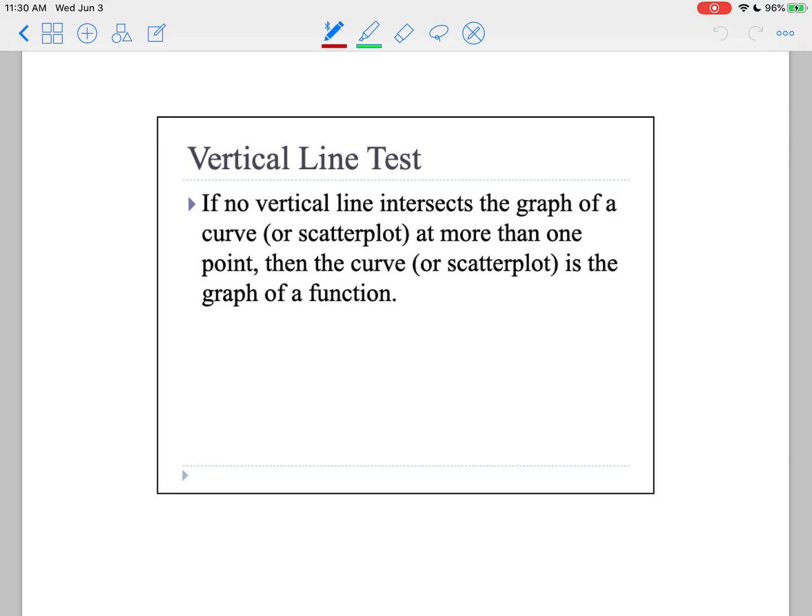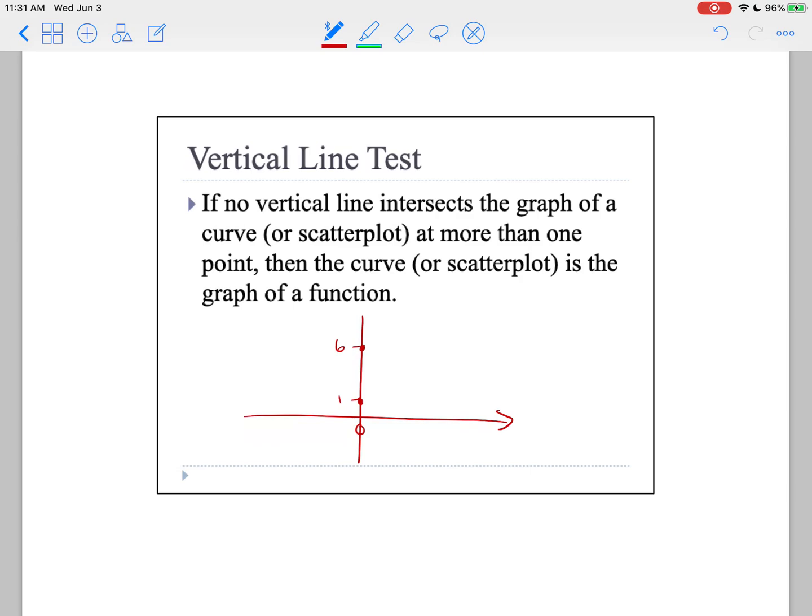And the vertical line test says that if no vertical line intersects the graph of a curve or just points, a scatter plot, at more than one point, then the curve or scatter plot is a function. And this makes sense. If I draw a vertical line down, if I'm hitting more than one point, that means for the same input, let's say the input was 0, I'm getting two outputs, okay? And that is exactly not the definition of a function.